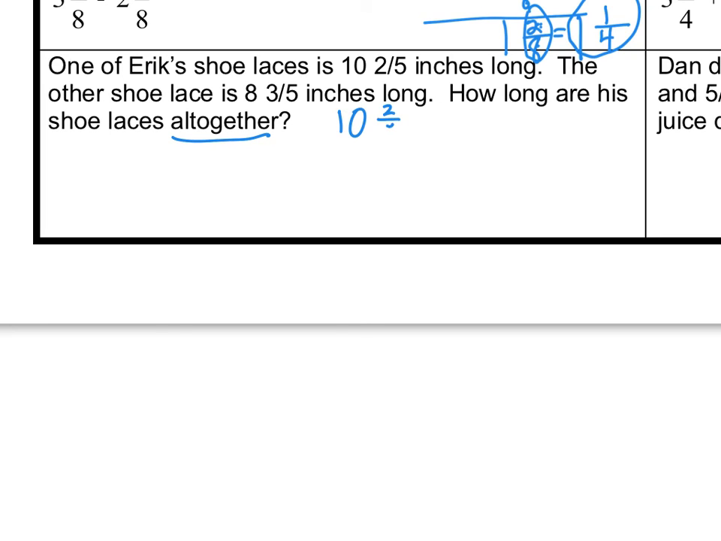10 and 2/5 plus 8 and 3/5. Remember, you can call them pieces, but they're fifths. 2 pieces plus 3 pieces equals 5 pieces and they're fifths. And 10 plus 8 is 18. What do you notice about this? It's equivalent to 1, isn't it? So we don't have 18 wholes. We really have 19 wholes.